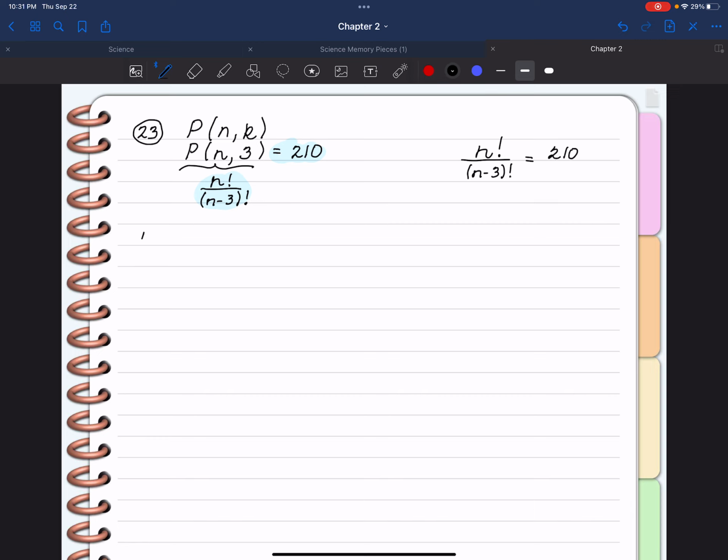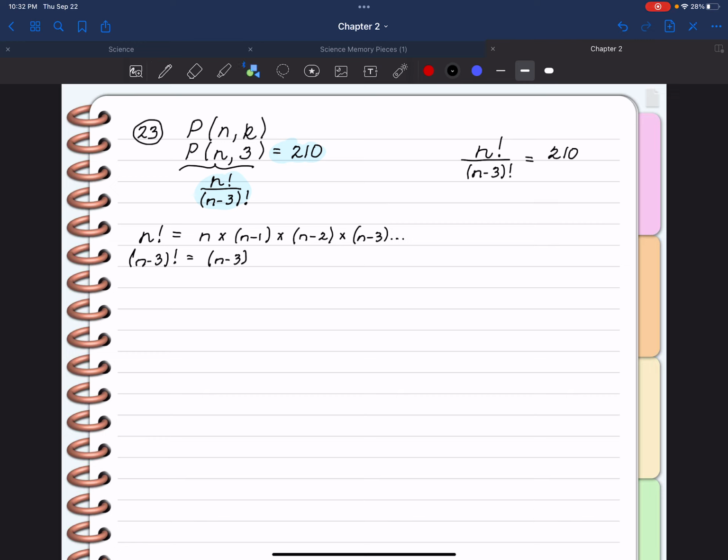And again, n factorial is going to be n times 1 less than n times 2 less than n times 3 less than n. And this could go on forever, but I have what I need. Because n minus 3 factorial would start with n minus 3, and it would go as long as I needed it to, but I have what I need there.